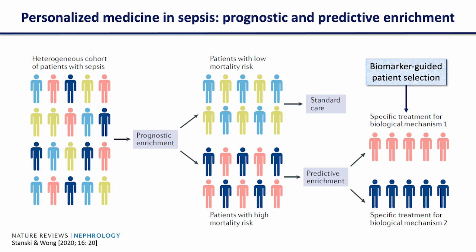Patients that are more likely to have an adverse outcome, you would then follow up with predictive enrichment in order to select those patients that are more likely to benefit from a certain biological intervention. So the combination of prognostic and predictive enrichment seems to be the way to go forward.